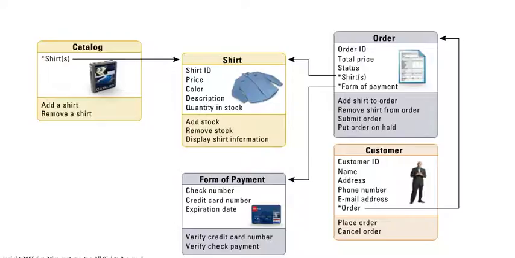The order object has attributes order ID, total price, and status. It also has links to all of the shirts that are on that order, as well as a link to the form of payment that the customer used to pay for the order. It also has add shirt to order, remove shirt from order, submit order, and put order on hold operations, which we discussed earlier.